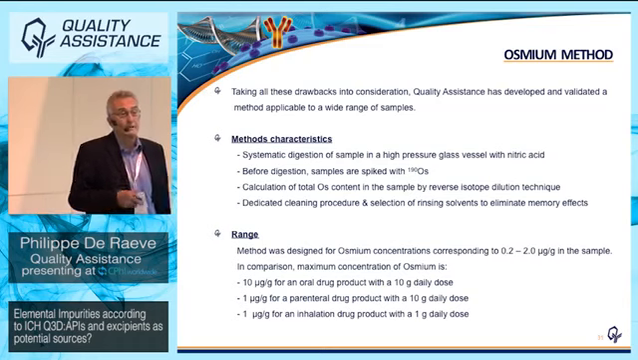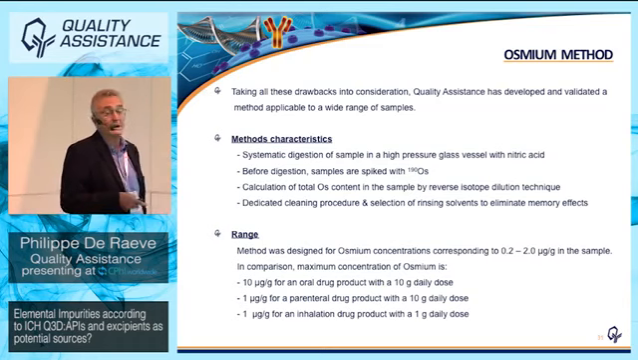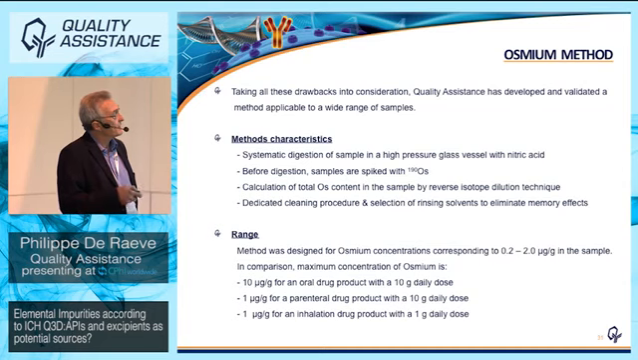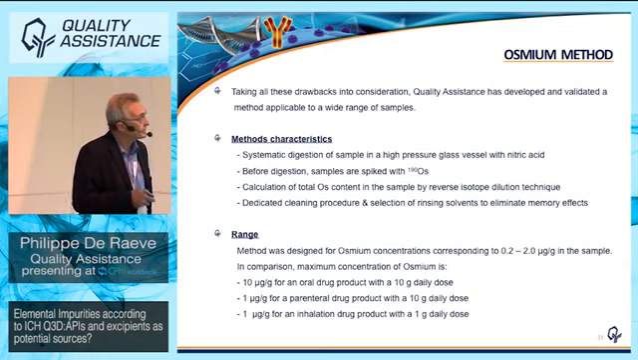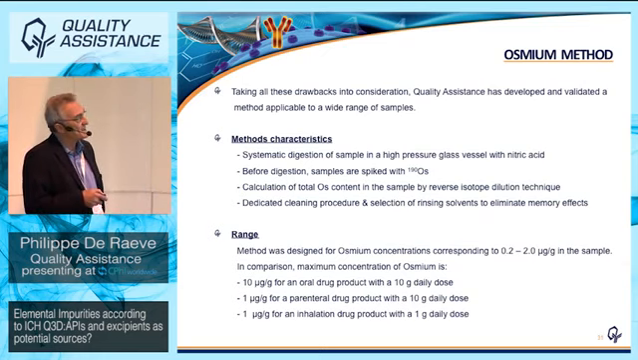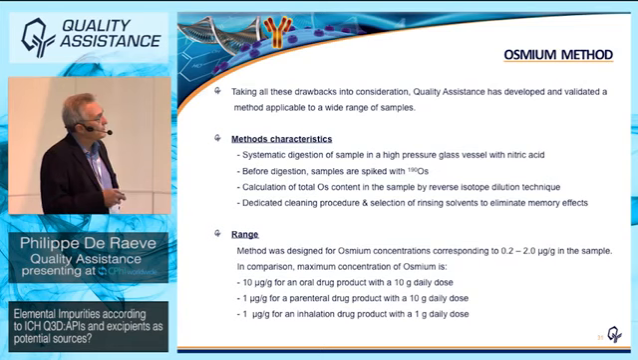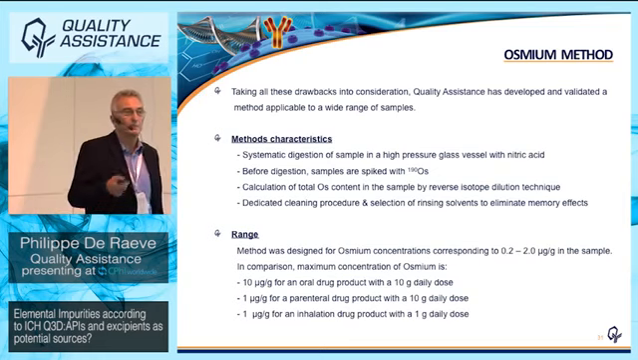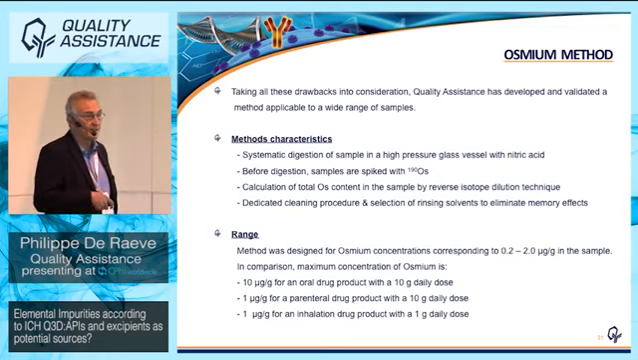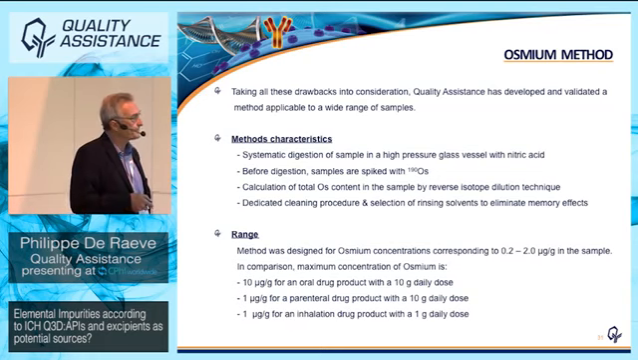Knowing all these drawbacks, we have developed a method that is suitable for a wide range of samples. We use, once again, systematic digestion of sample, but in high-pressure glass vessel. Before digestion, we spike sample with 190 isotope of osmium to allow the calculation of total osmium content by reverse isotope dilution techniques. And that will compensate our losses or under or overestimation. The range of the method is from 0.2 to 2 microgram of osmium per gram of sample.